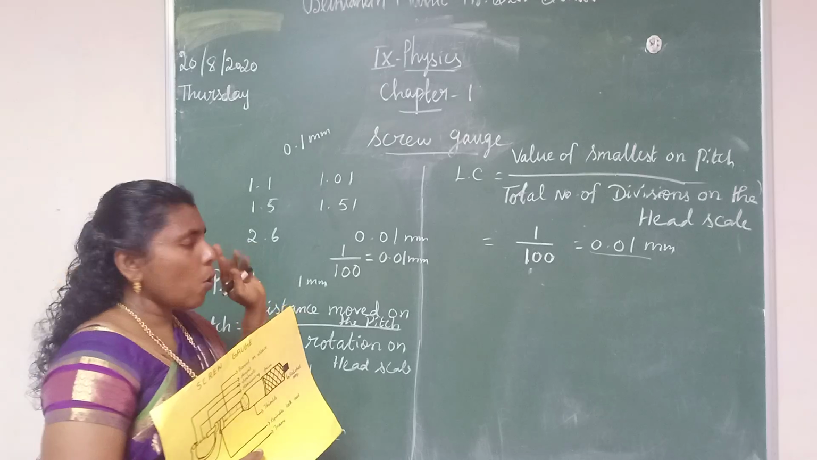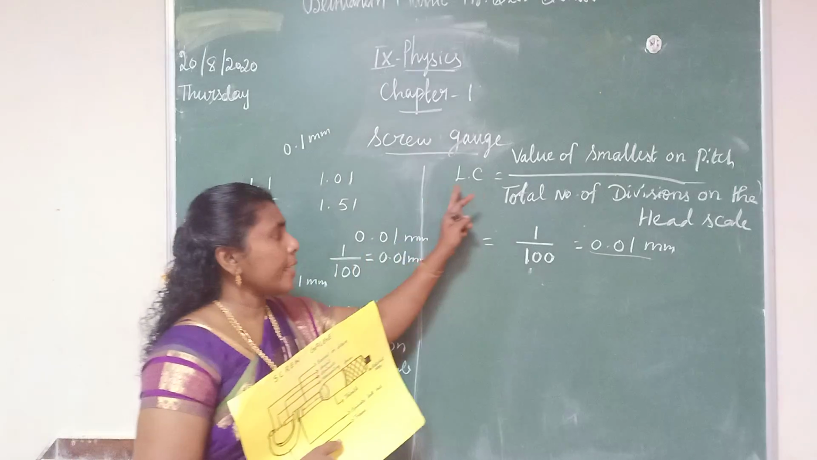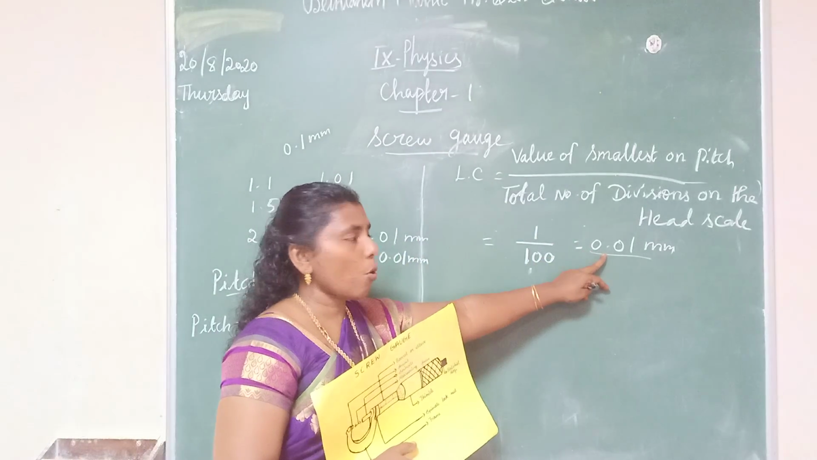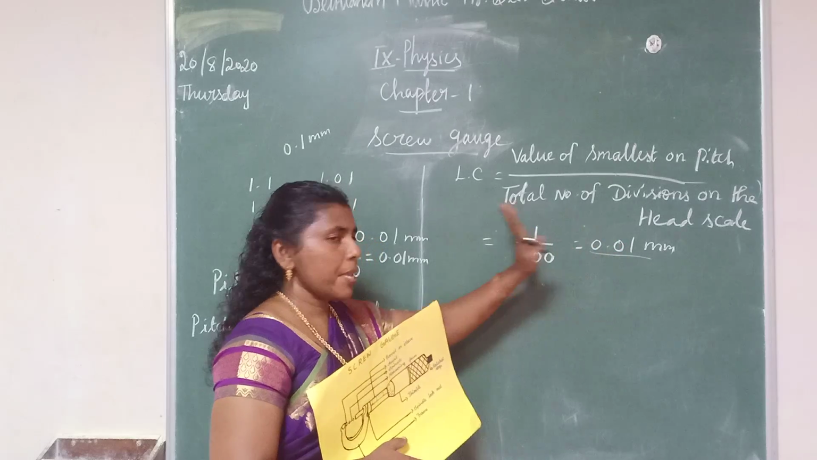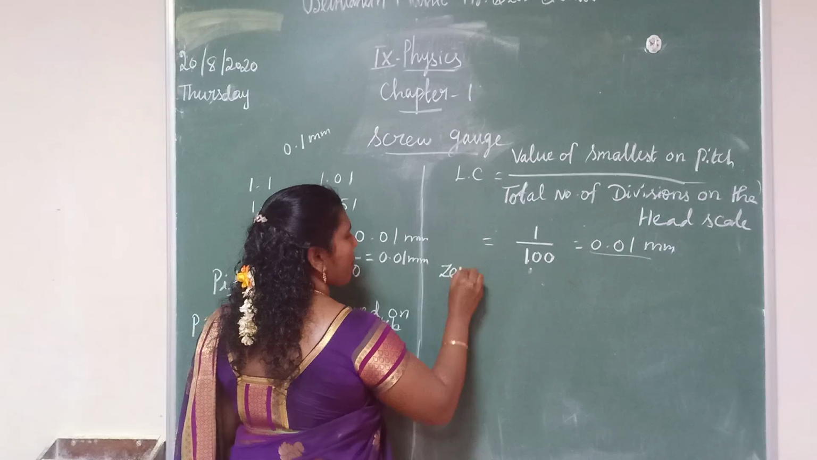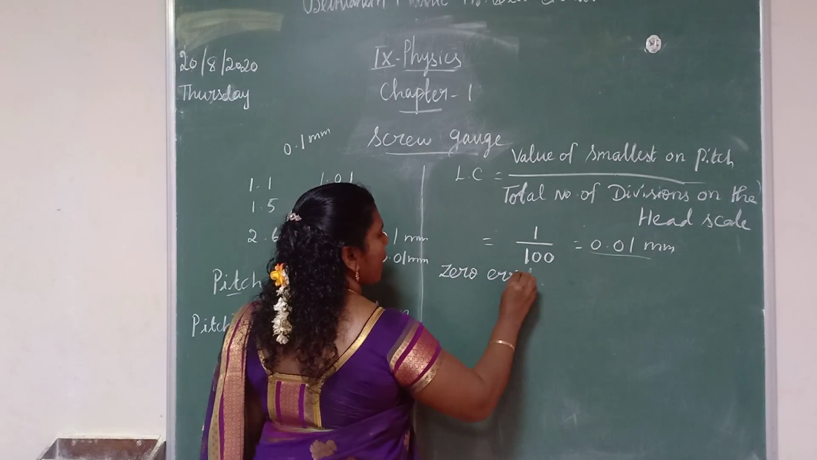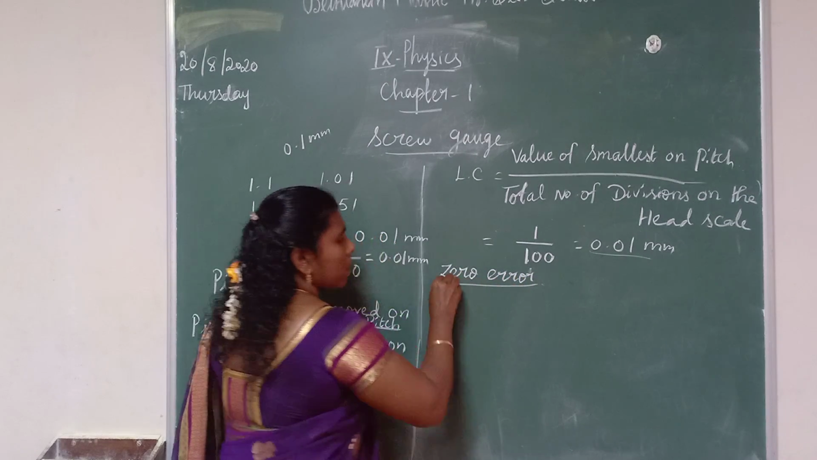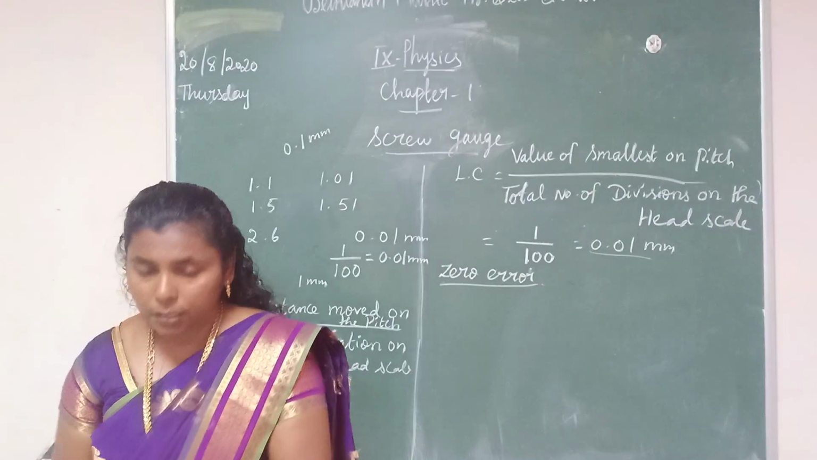So far we have found the pitch value and the least count value. The pitch value you will always get is 1 millimeter. The least count of the screw gauge is 0.01 millimeter. Next one is zero error. So how can we find the zero error?